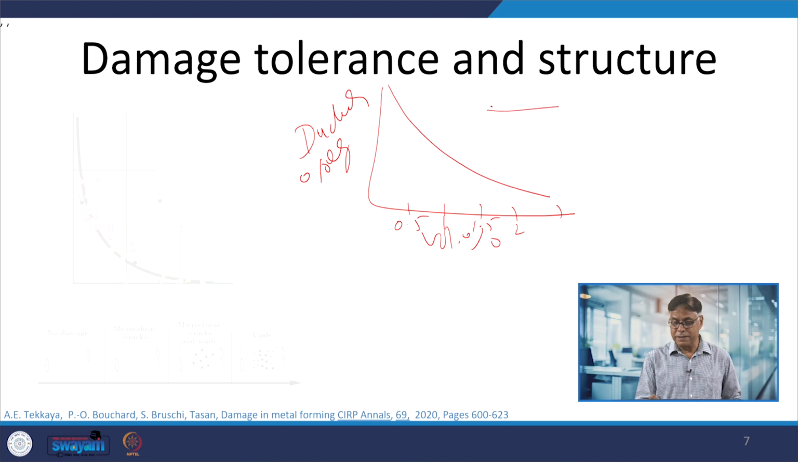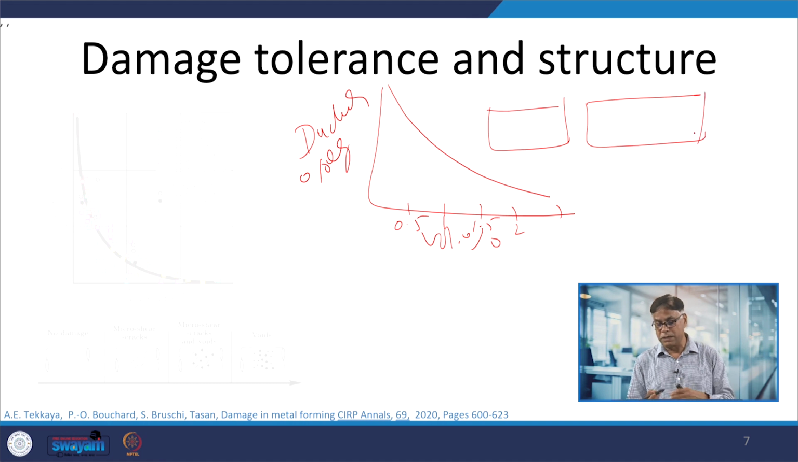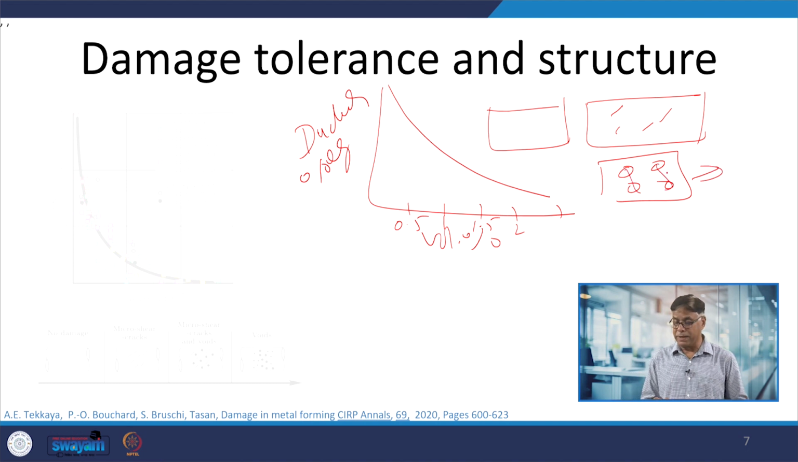When the material is not subjected to any deformation it is fine, but when it is subjected to severe deformation in the presence of these second phase particles, voids and cracks will be nucleated, then they will grow in size and eventually their coalescence will lead to the suppression.